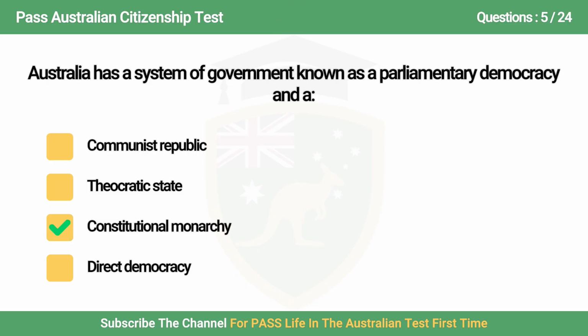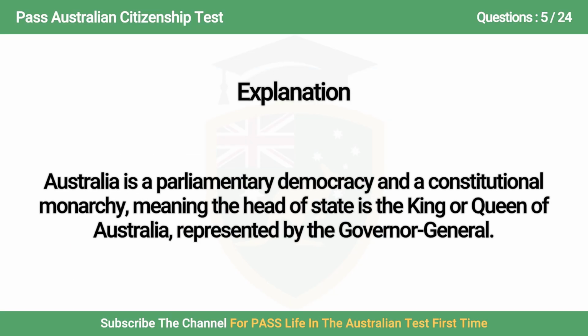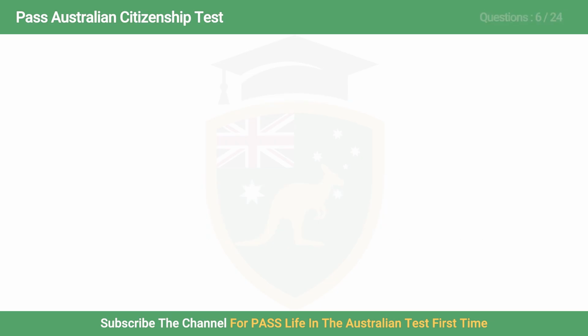Answer is C. Constitutional monarchy. Australia is a parliamentary democracy and a constitutional monarchy, meaning the head of state is the King or Queen of Australia, represented by the Governor-General.